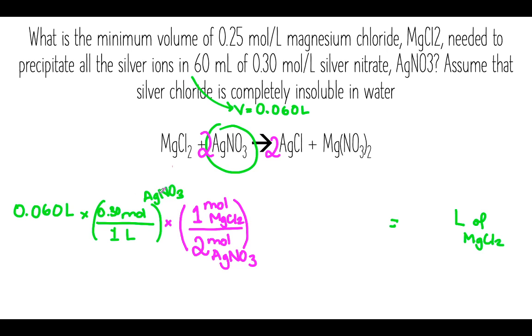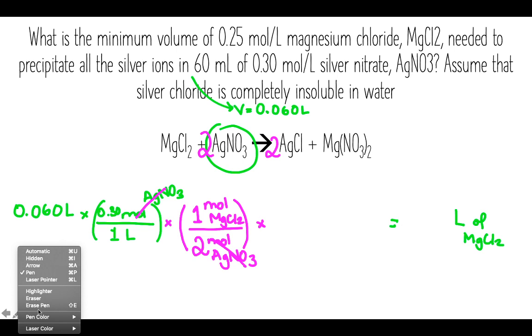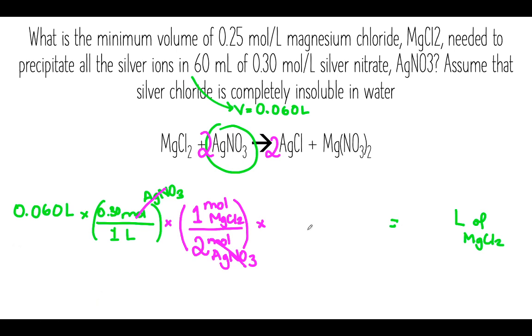Now what I've done is that the moles of AgNO3 cancel out. We're not talking about AgNO3 anymore. Now we are able to find the volume of MgCl2. In order for me to find the volume of MgCl2, I need to get rid of the units of moles. I need to end up with the unit of liters. I'm going to go back to blue. So the concentration that I was given of MgCl2 was 0.25 moles per liter. I have to write moles of MgCl2 at the bottom and liter at the top.